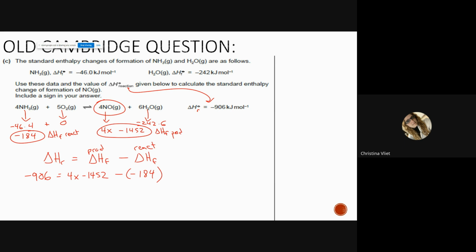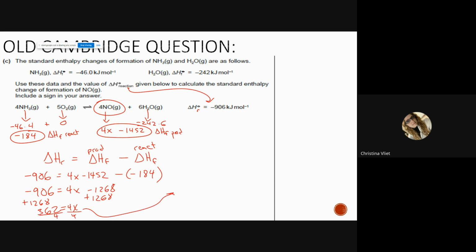Correct. So it's time for algebra. 4x. This changes to a positive, right? So it becomes negative 1452 plus 184, which becomes negative 1268. Add that to the other side: negative 906. I get 362 equals 4x. Divide by 4, divide by 4, and your answer is?